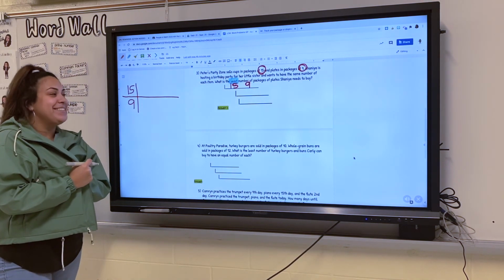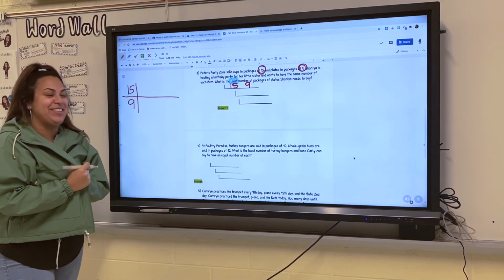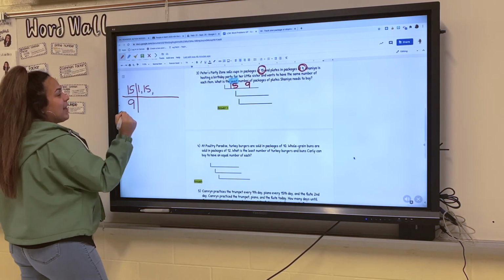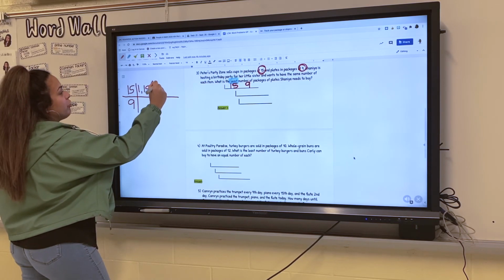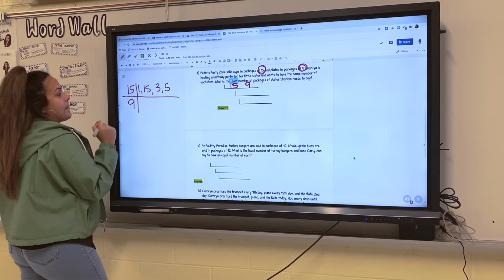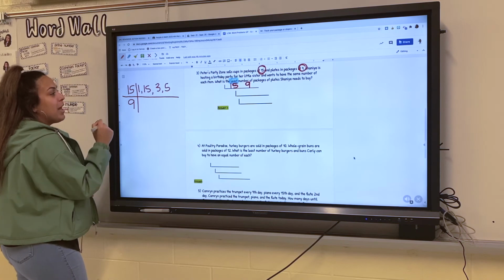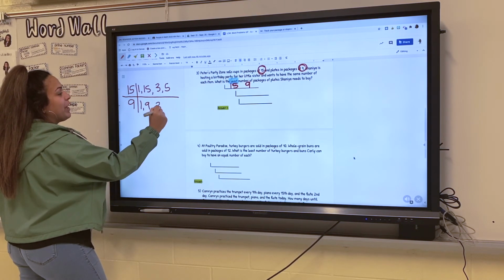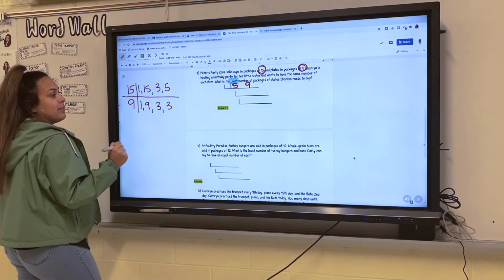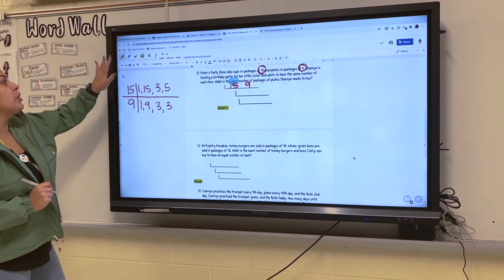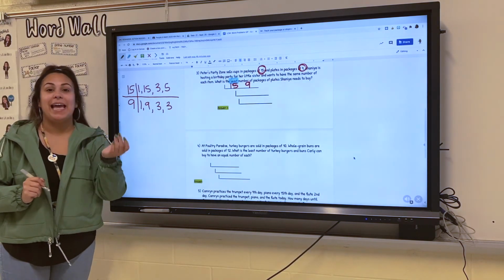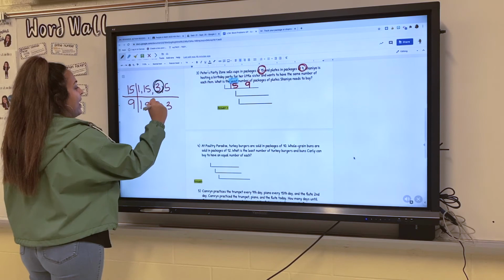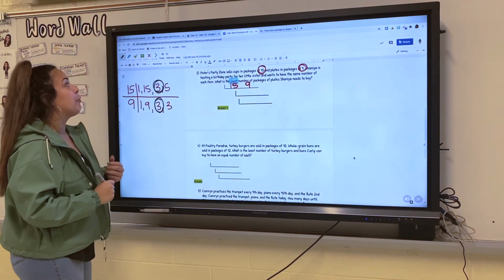So now I'm going to write the factors of 15 and 9. For 15, I have 1 and 15, and then 3 and 5. That's it. For 9, I have 1 and 9, and then 3 and 3. So now I'm going to circle all of the factors that they have in common. The only factor they have in common is 3.